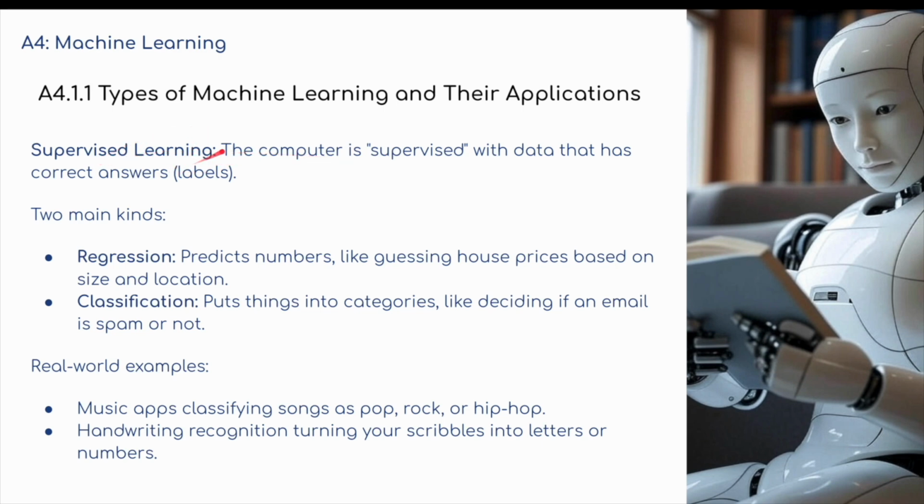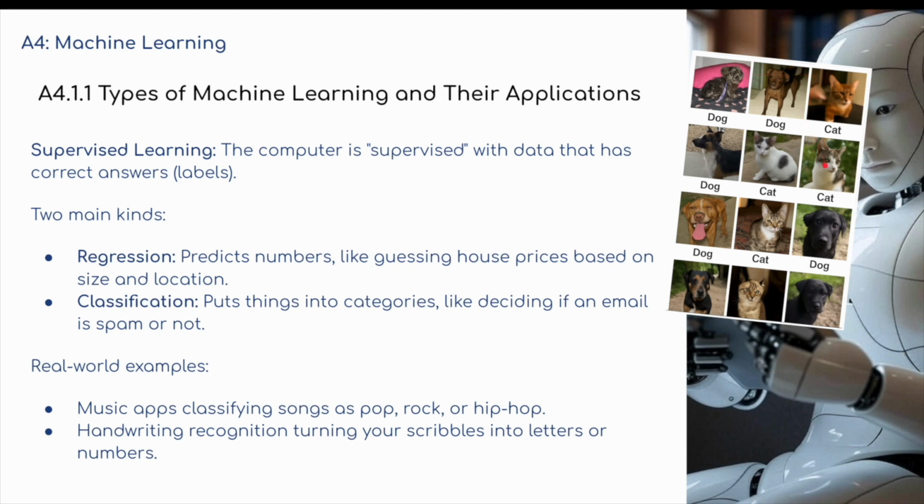Supervised learning. In supervised learning, the computer is supervised with data that has correct answers or labels. There are 2 main kinds: regression, which predicts numbers like guessing house prices based on size and location, and classification, which puts things into categories like deciding if an email might be spam or not. Again, real-world examples of this include music apps classifying songs into pop, rock or hip-hop genres, and handwriting recognition, turning your scribbles into letters or numbers. See here, which one's the dog, which one's the cat. It's using labeling to say, okay, this is a dog, this is a cat.